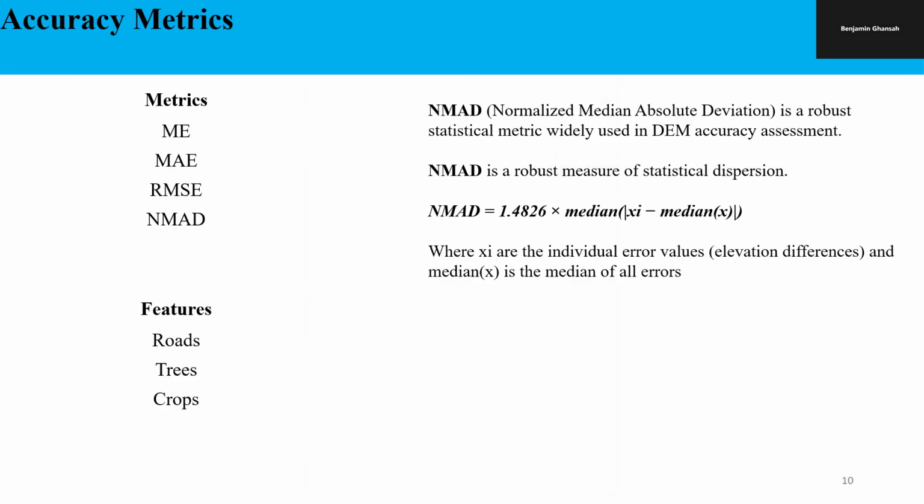For accuracy metrics, we use mean error, mean absolute error, root mean square error, and the normalized median absolute deviation, which is widely used in DEM accuracy assessment. And this metric is robust compared to root mean square error. And then we assess the accuracies over three features: woods, trees, and crops.